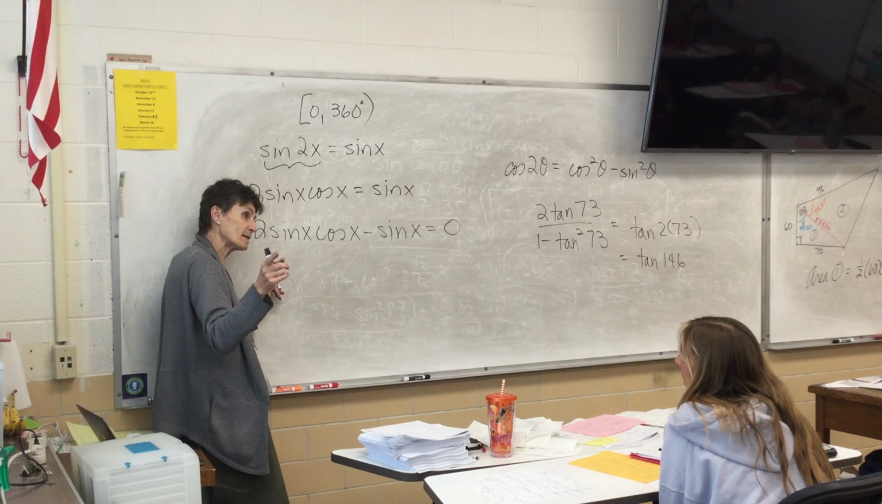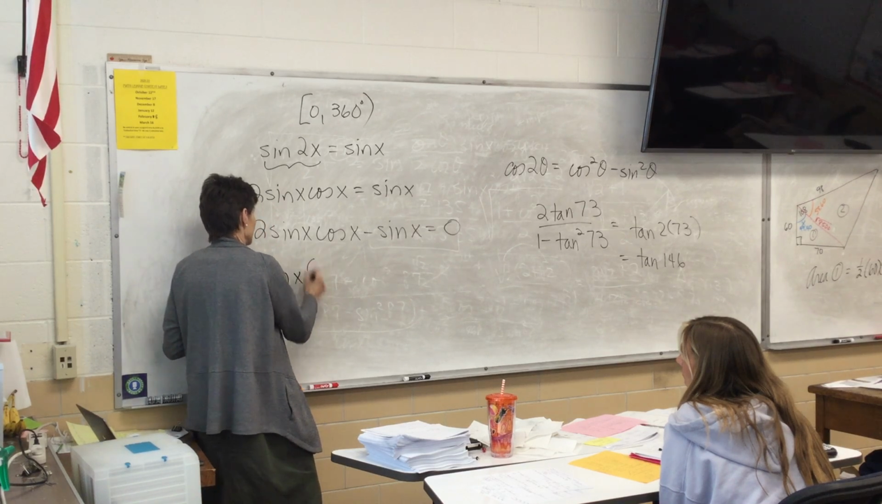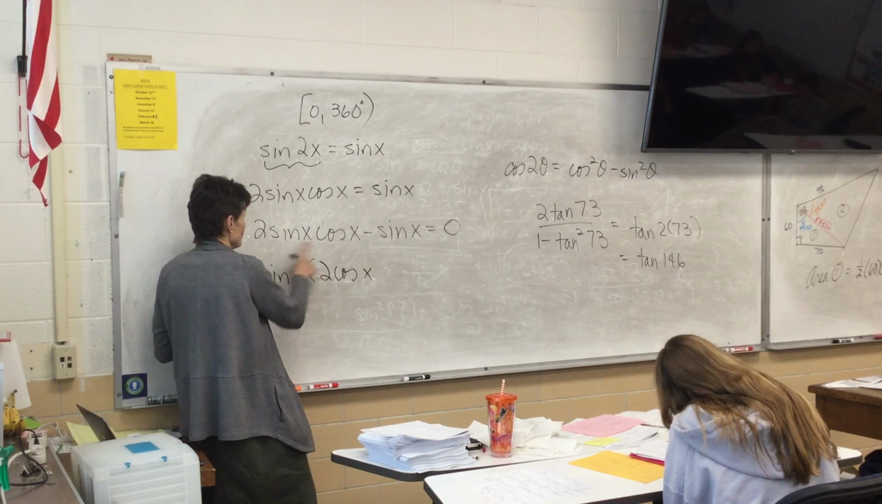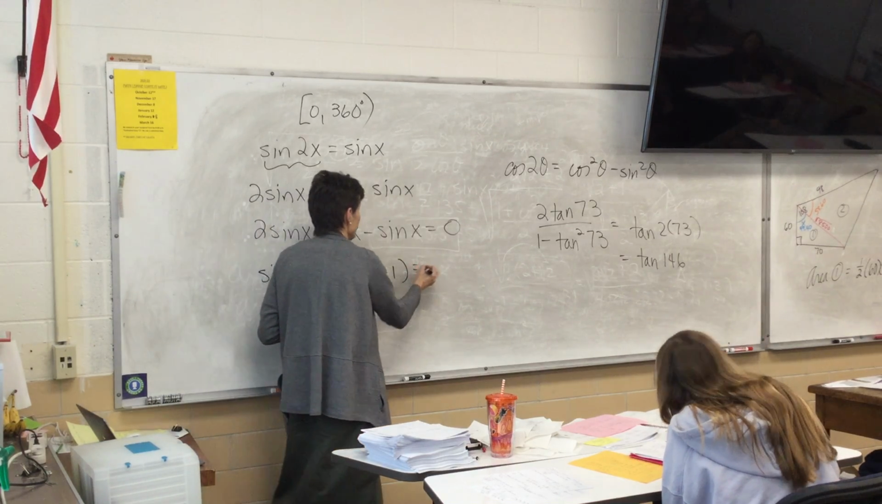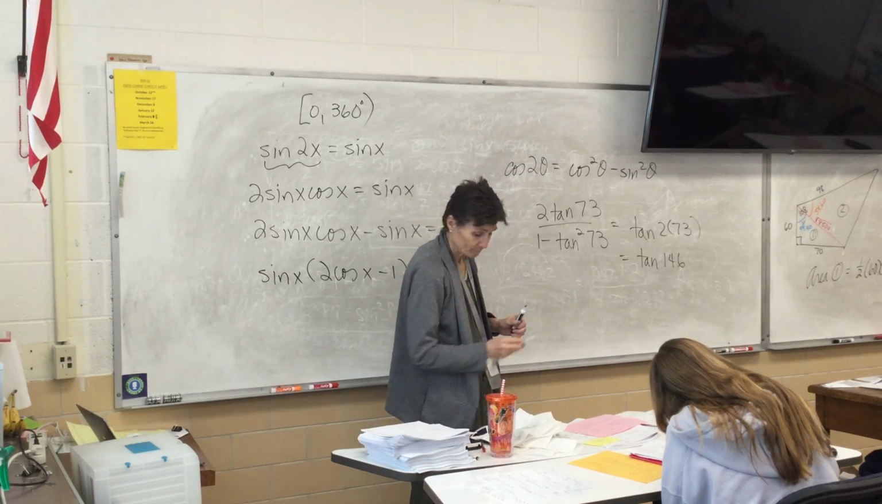And then did you hear what he said next after we subtracted over? We're going to factor it out. And when you pull out the sine, you're going to be left with 2 cosine minus 1. Ethan, that's beautiful, thank you.